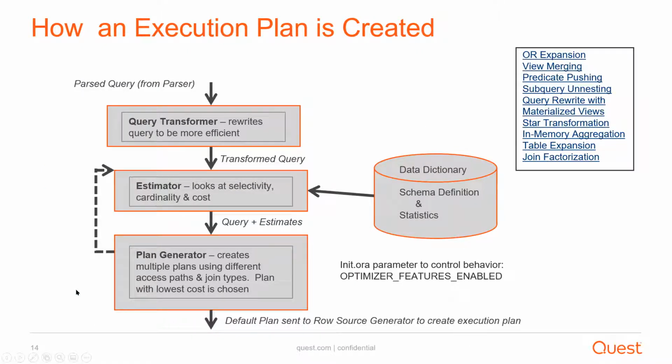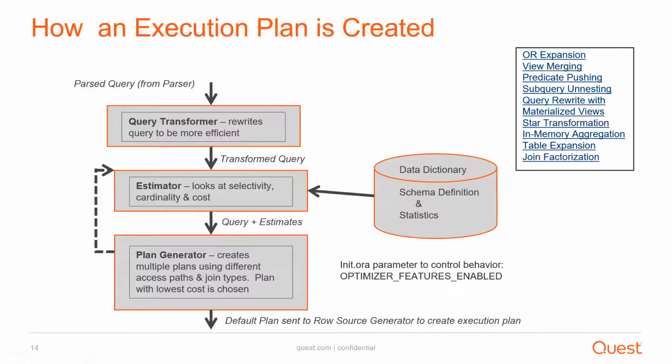Okay, so how does an execution plan get created? Well, once a new query gets parsed and sent to a parser, it then sends it to the query transformer to rewrite the query to be more efficient. And it looks for these things over here. It looks for view merging, subquerying and nesting. It does all of those, and it looks to rewrite it.